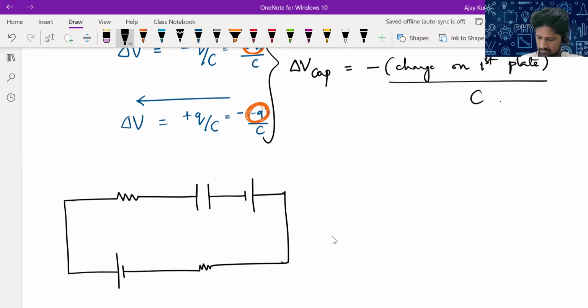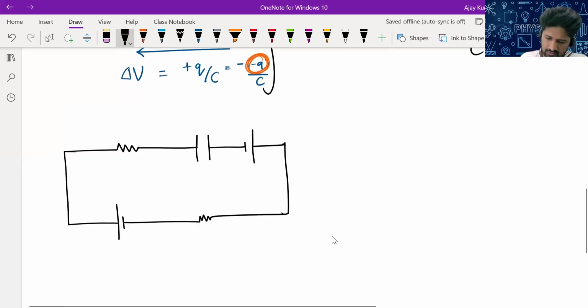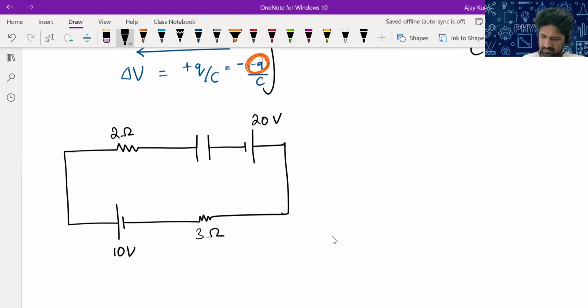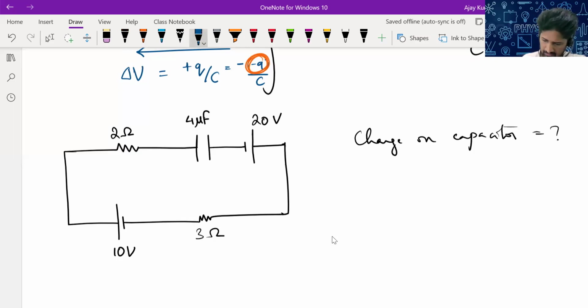Single loop. Assume this resistance is 2 ohm, this resistance is some 3 ohms. Let's say this is a 20-volt cell, this is a 10-volt cell, and capacitance is 4 microfarad. You have to find out the charge on the capacitor. And let's say the current in this loop is flowing in this direction, and the current flowing is 2 ampere. Fine. Do this, all of you. Calculate charge on the capacitor.